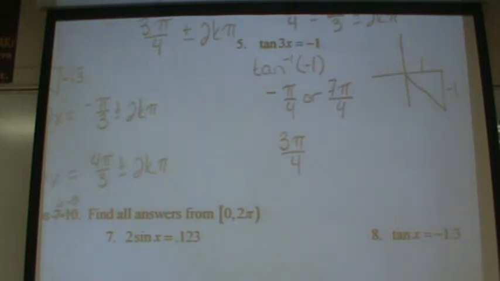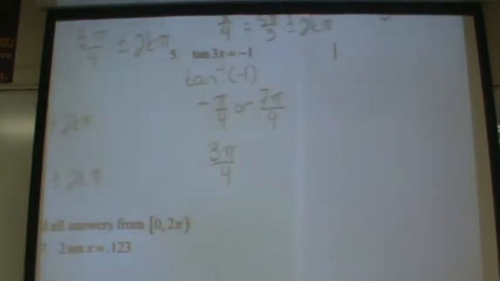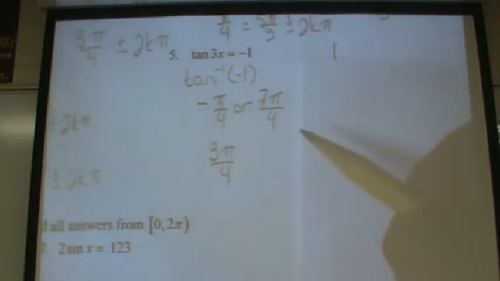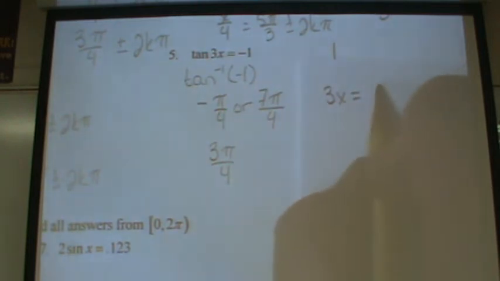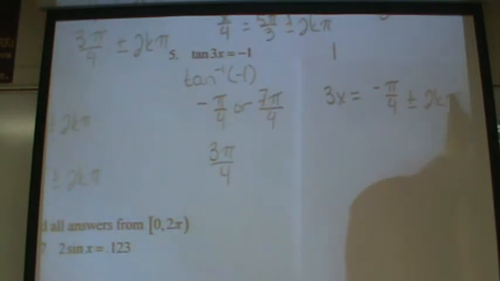But we need to set it equal. We need to set these angles that we just found equal to that 3x. So we're going to have 3x equals that negative pi over 4 plus or minus 2k pi, which is going to give us x equals negative pi over 12 plus or minus 2 divided by 3k pi, so 2/3 k pi.